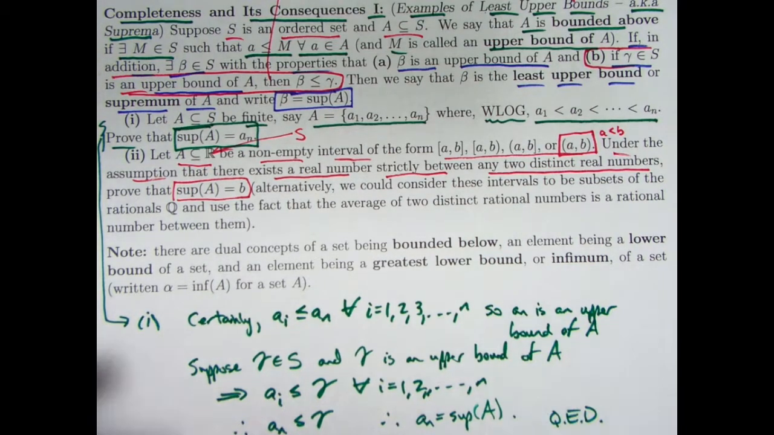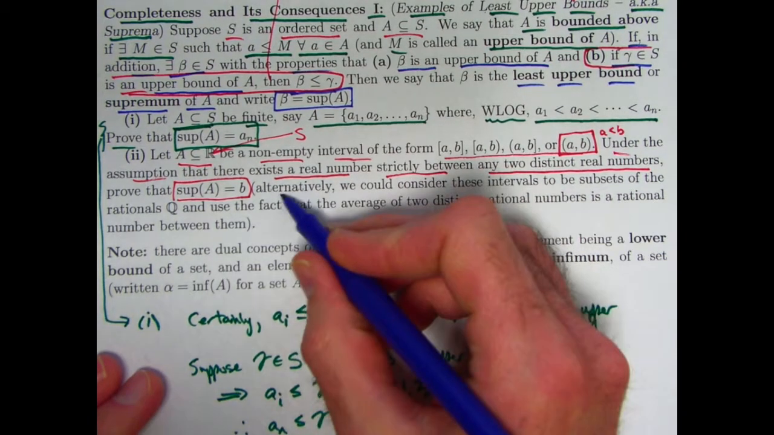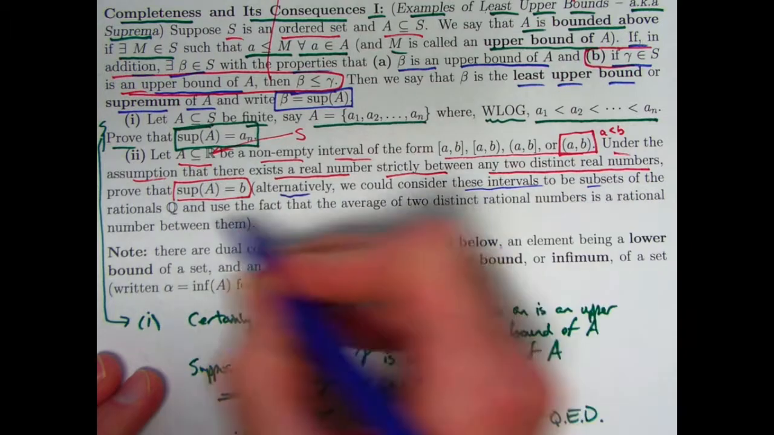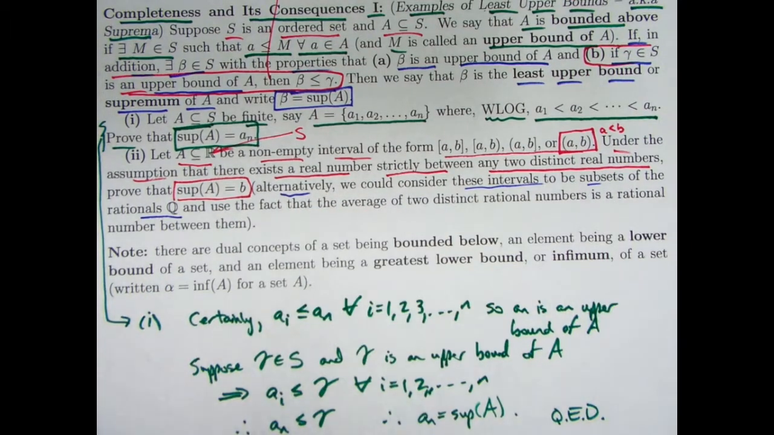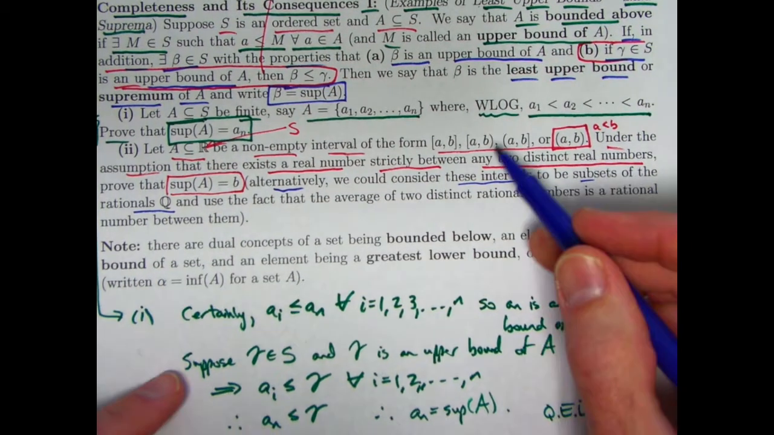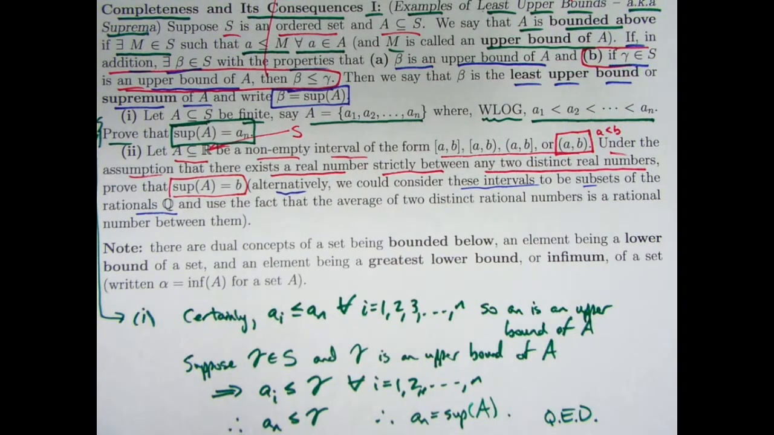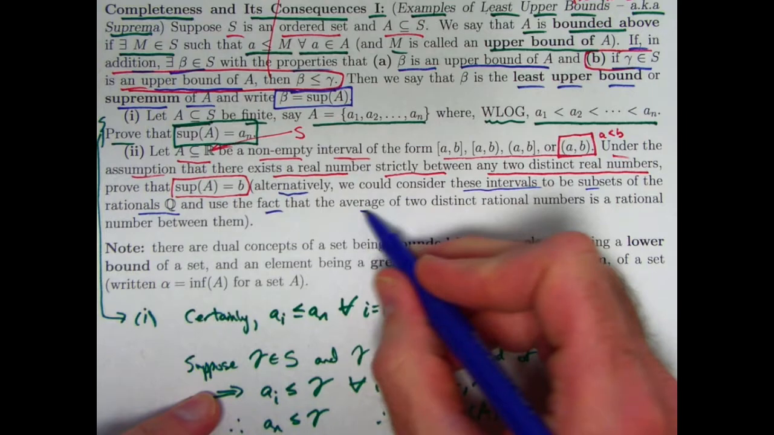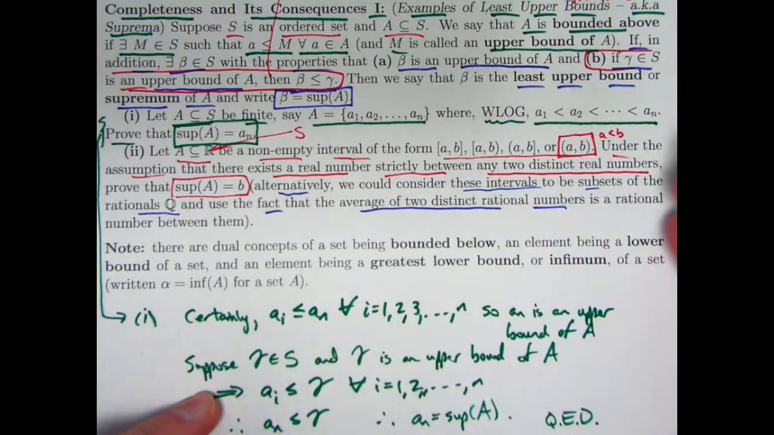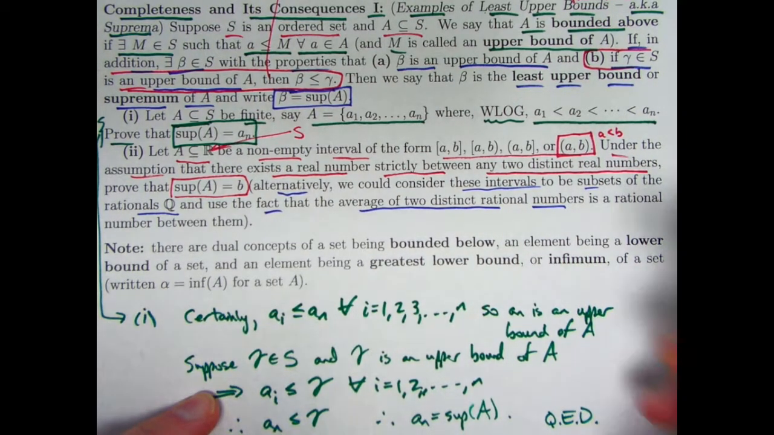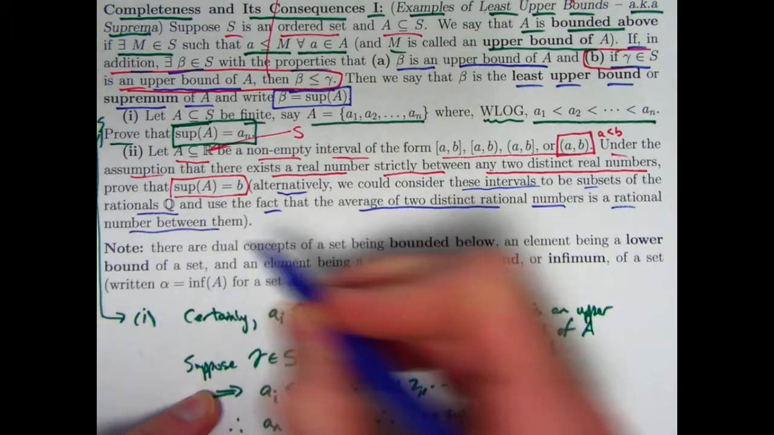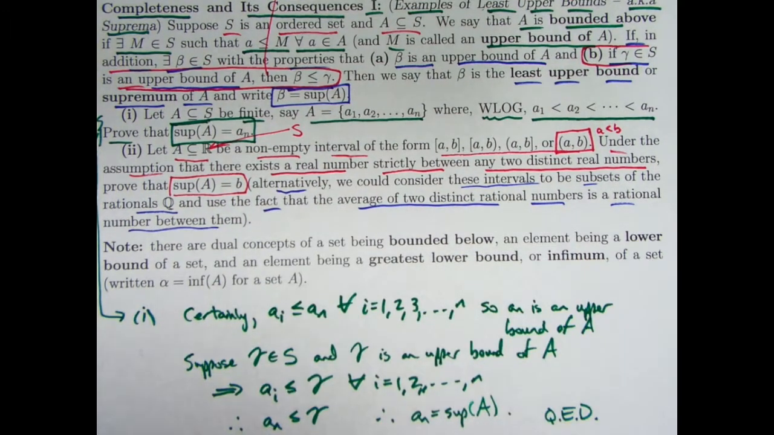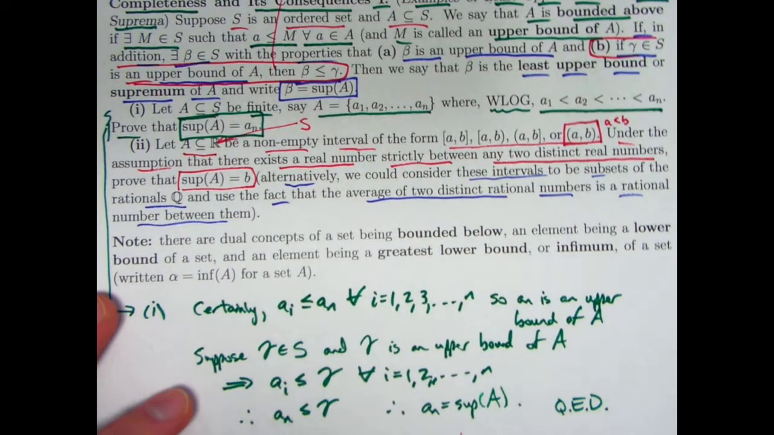As an alternative approach to using this assumption, I could consider these intervals to be subsets of the rationals Q, Q standing for quotient. So consider these to be non-empty intervals of rational numbers, no irrational numbers in them. And use another fact that you could prove, that the average of two distinct rational numbers, the rational numbers forming an ordered field, is a rational number between them. But I'm not going to go into the details of how you actually prove that. That would be an alternative approach.